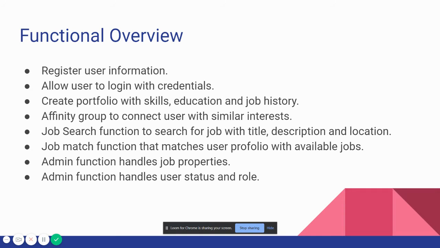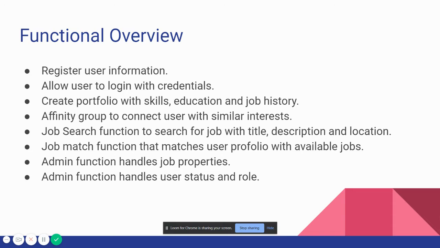So for function overview, basically our app can register a user with their information and save all the information into the database. When they have an account, they can log in with their credentials. In the web app, they can create their portfolio page with their skills, education, and job history. They can also interact with other users by joining groups with similar interests, hobbies, and anything that they would like.